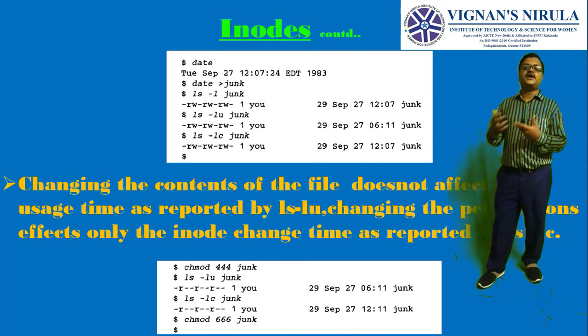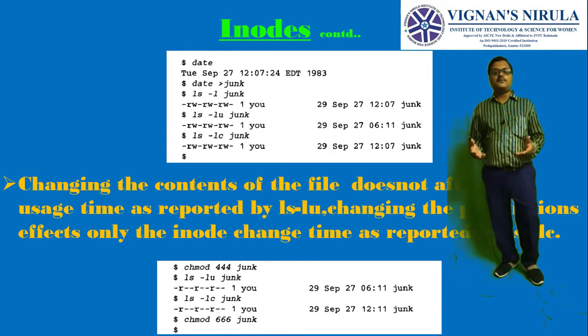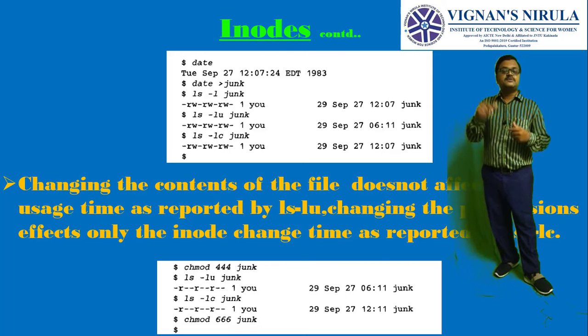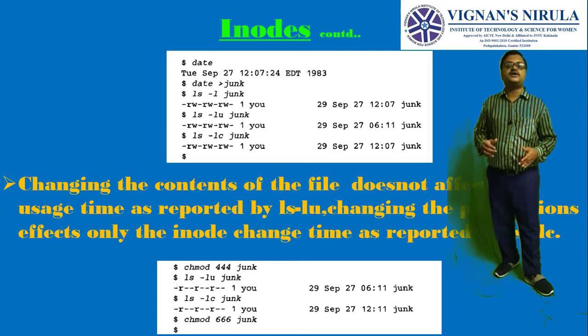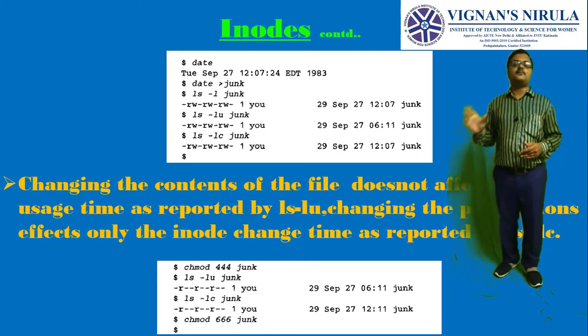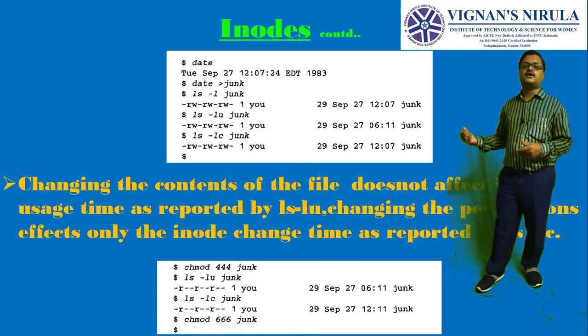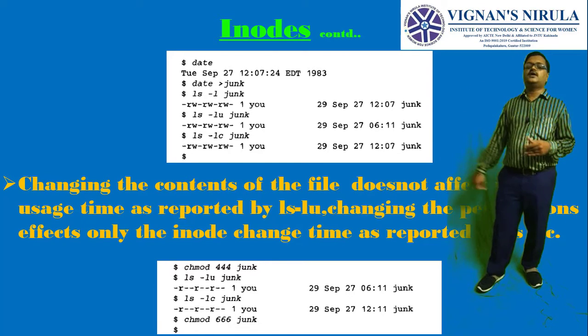For example, if you read a file, for example cat sample, that means you read the content of the file called sample. You are not changing the contents of the file, you are just reading them. That means ls -lu for that particular file is affected. And also ls -lc: suppose you run the chmod command, chmod 444 junk. That means the file's change time is updated. That can be shown in the slide.